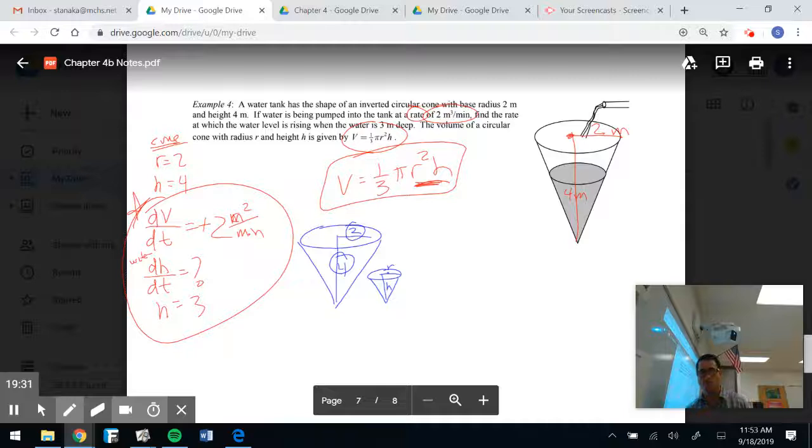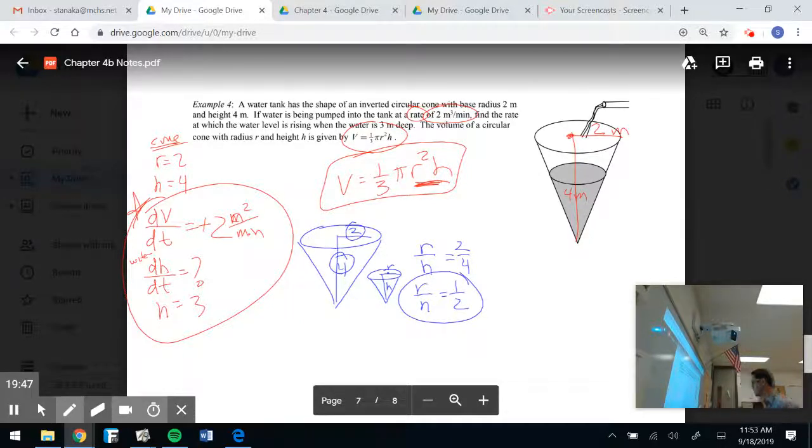The radius of the water is always changing and the height of the water is always changing. Okay, and I'm going to write a relationship between them, right? The water, r over h, will be equal to 2 over 4. Oh, snap, how about that? r over h is equal to 1 over 2. Boom. So I'm going to use that relationship.